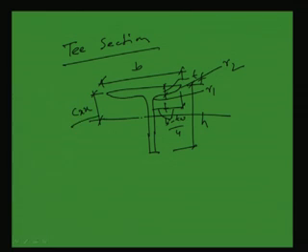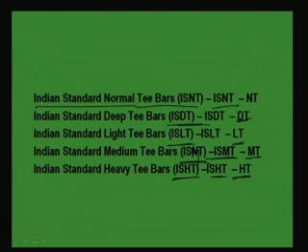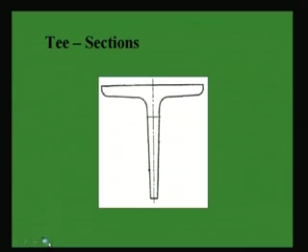So these are the things in the T section we will be getting, and the names we used to give are like this: Indian Standard Normal T bars, ISNT, Indian Standard Deep T bars, Indian Standard Light T bars, Indian Standard Medium T bars, ISMT, then Indian Standard Heavy T bar, ISHT. So, heavy T bar means HT, medium T bar, light T bar, deep T bar, normal T bars, like this we use. Apart from these rolled sections, other types of rolled steel bar sections we will get.